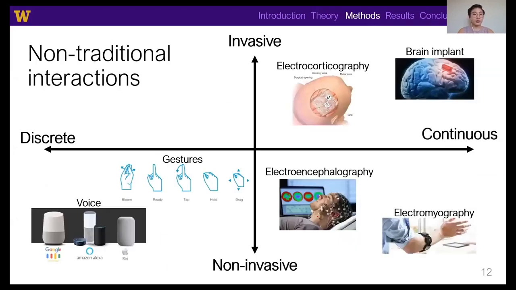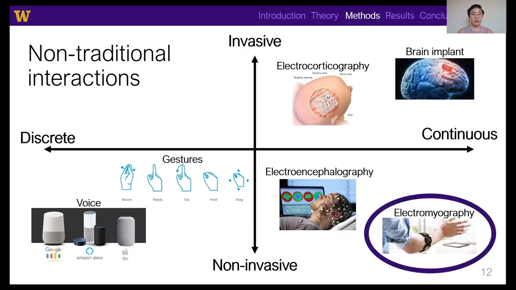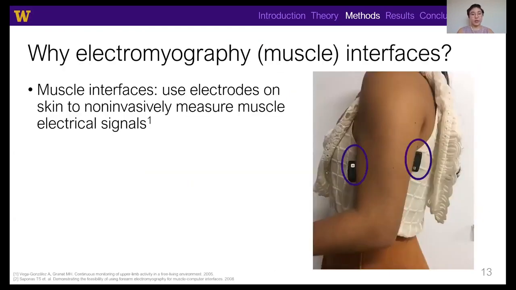So what are some non-traditional ways that we can manipulate interface devices? There are many different methods that are being investigated and used, but today I will be focusing on electromyography or muscle interfaces. Electromyography or muscle interfaces use electrodes on the skin to non-invasively measure electrical activity that is generated by muscle activity. We think that muscle interfaces could be especially useful for users who may have muscle weakness and find it difficult to interact with devices manually.